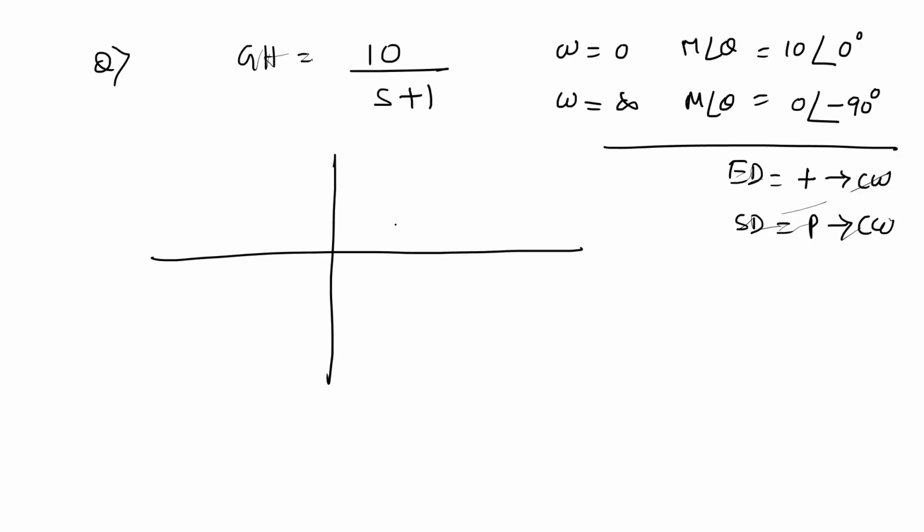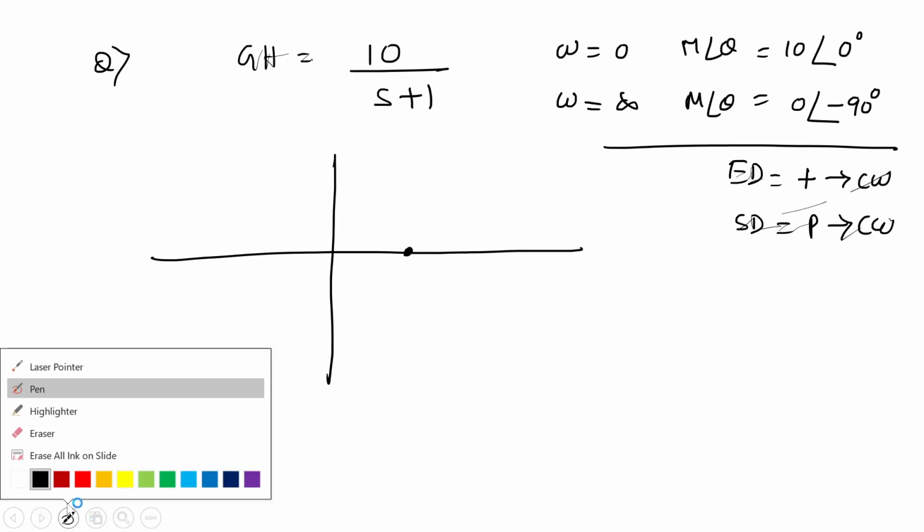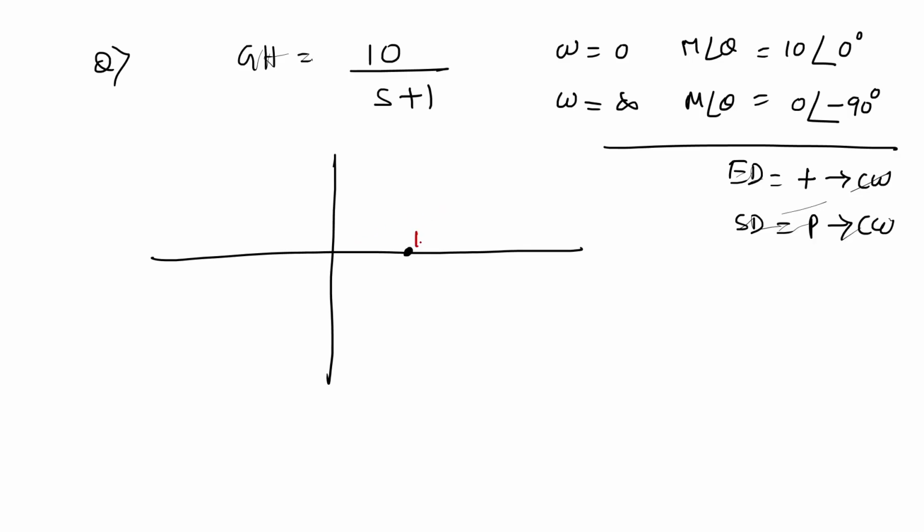Here you draw the polar plot. You have to start with 10. This is the value positive 10 at an angle 0, but you have to move clockwise, and you reach 0 by making an asymptote parallel to minus 90. So you have to start at 10 at an angle 0 and reach 0 like this. This is minus 90 degree. You are moving in the clockwise direction, reaching 0 with an asymptotic angle of minus 90 degree.